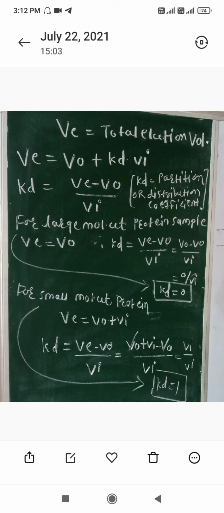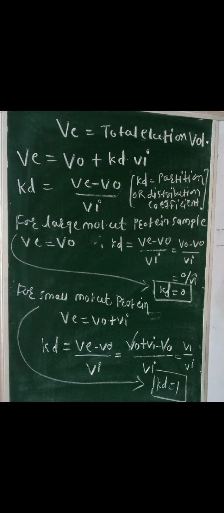V0 is the volume of mobile phase present outside the gel. In case of the small molecular weight protein, the volume of the mobile phase accessible to them is initially Vi, then further V0. So both outside the gel and inside the gel buffer or mobile phase composition is taken into consideration for calculation of the value VE for the small molecular weight protein. So the value of Kd is 0 for large molecular weight, 1 for small molecular weight, and for those proteins having molecular weight in between the large and small, the Kd value is in between 0 and 1.